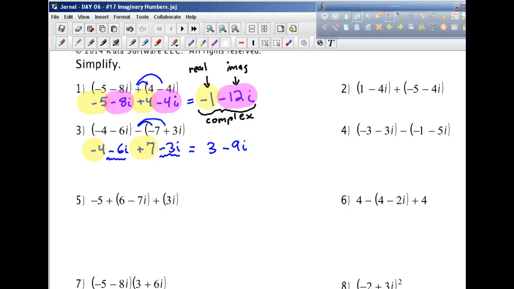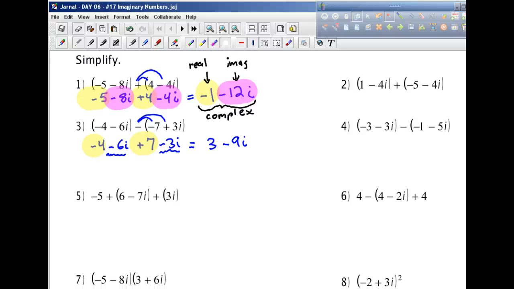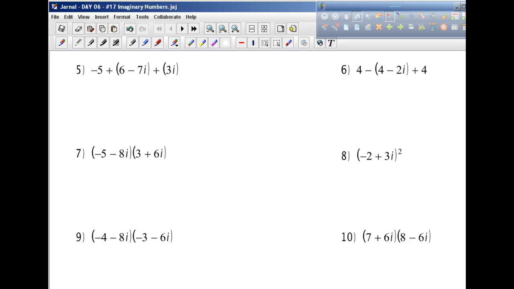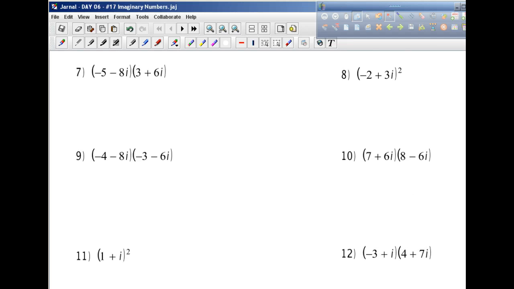Okay. So then we're going to do multiplying and then dividing. So we're doing adding, subtracting, multiplying, dividing, just so we know how to do all the operations with imaginary numbers. There's more addition. Now we get to 7, that's multiplication. So here's where you can do the FOIL, you can do the box, you can do whatever method works for you, that you'd like.